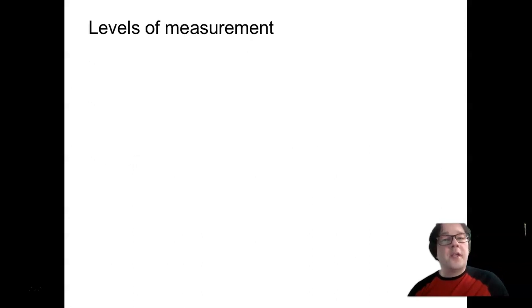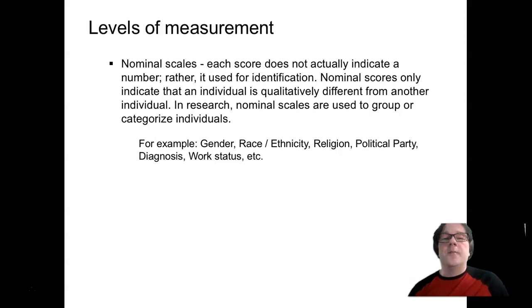So, reviewing levels of measurement, we spoke about nominal scales. And with nominal scales, each score does not actually indicate a number. Rather, it is used for identification or categorization. So nominal scores only indicate that an individual is qualitatively different from another individual, not necessarily quantitatively different. So when we say qualitatively different, we're saying they're different in some attribute, in some label, or in some category.